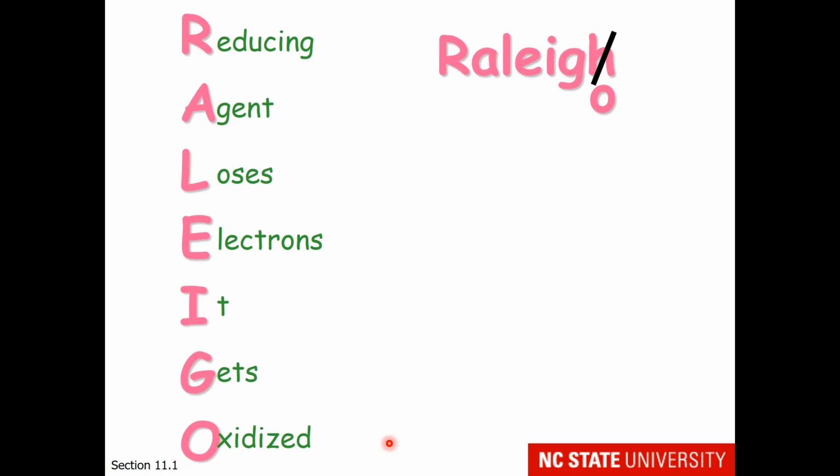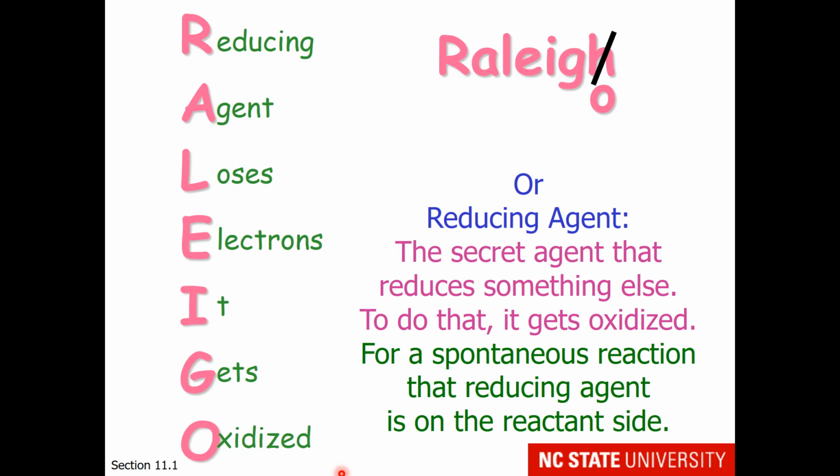Since we are at NC State, located in Raleigh, North Carolina, we have our own mnemonic device that we can use. This is Raleigh, but replace the H with an O. So Roleigh. This is the reducing agent loses electrons, it gets oxidized. So you notice how we have oxidize, lose electrons, which is true. And it also reminds you that the reducing agent is the substance that gets oxidized. It's also been suggested that you can use spy versus spy. So the reducing agent is the secret agent that reduces something else. And to do that, it gets oxidized. We should remember that for a spontaneous reaction, that reducing agent is on the reactant side. We'll get more into that soon.